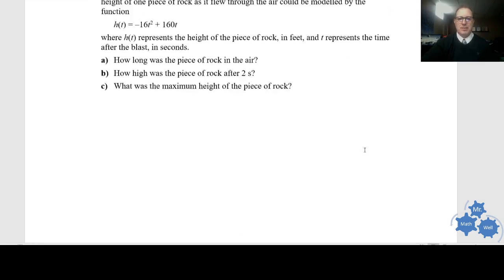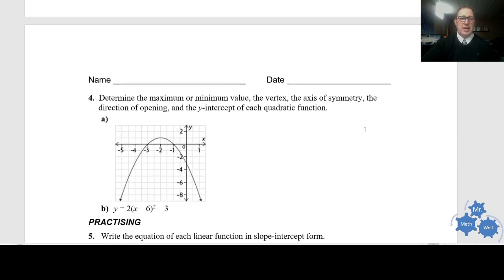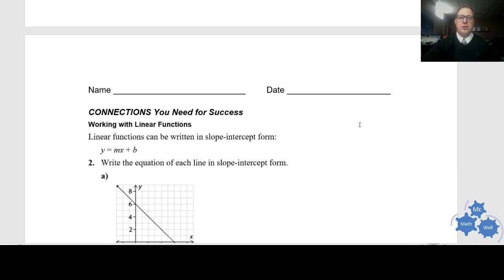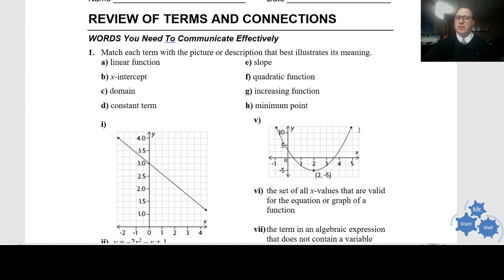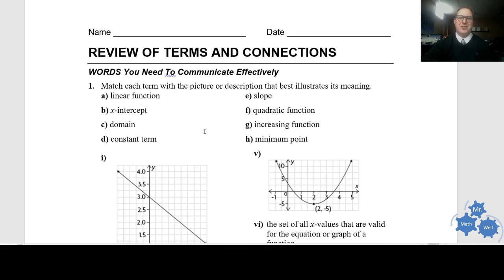Okay, so that's a little bit from Chapter 6. So again, just a really brief review of some important terms and some important concepts. I didn't go over everything, of course, but just a real quick video to check to see if you're sort of ready for Chapter 5 and Chapter 6 in Foundations Math 30.